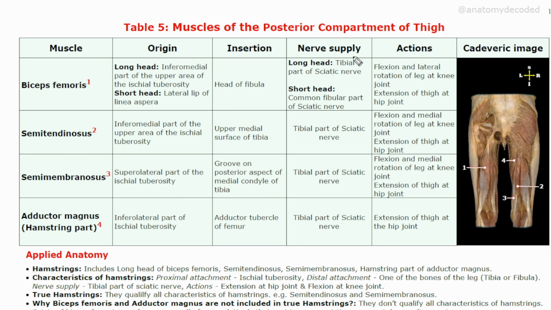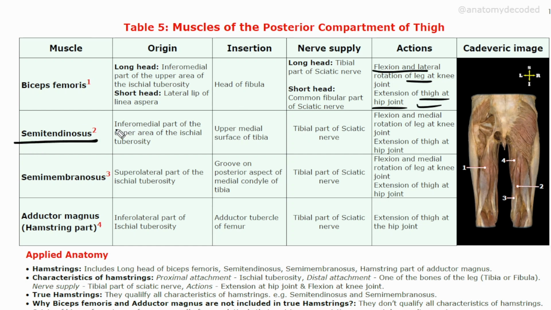As for nerve supply, the long head is supplied by the tibial part of the sciatic nerve, and the short head is supplied by the common fibular part of the sciatic nerve. The actions of biceps femoris are flexion and lateral rotation of the leg at the knee joint, as well as extension of the thigh at the hip joint. These muscles cross the hip joint and the knee joint, so they act at both joints. Then look at the semitendinosus.